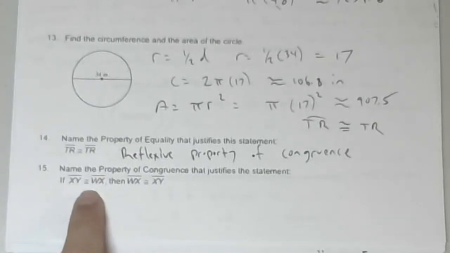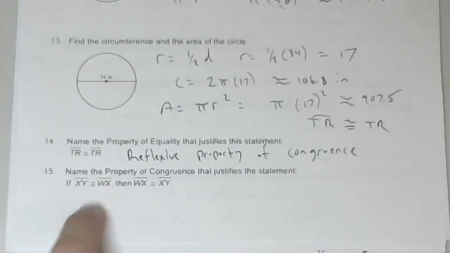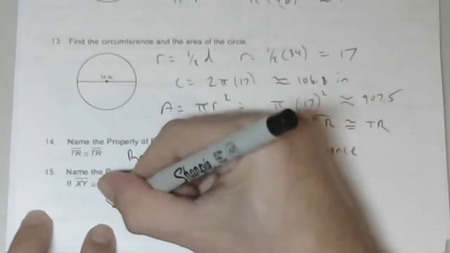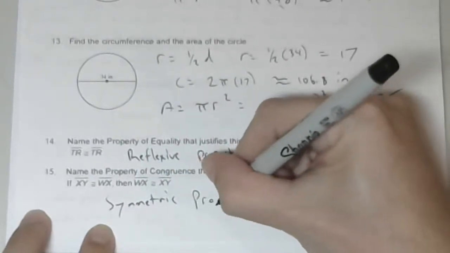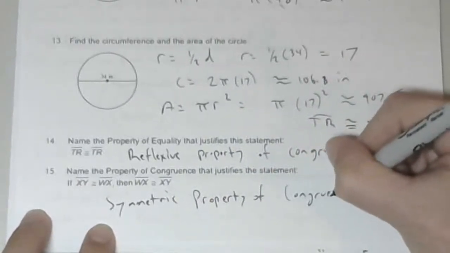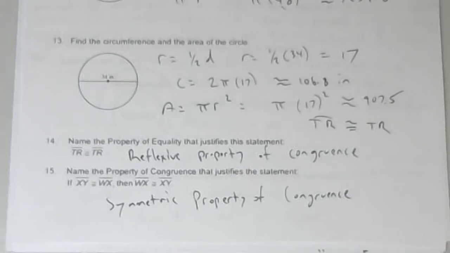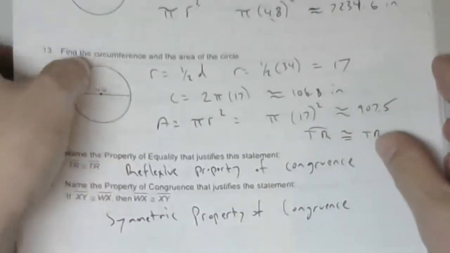If XY is congruent to WX, then WX is congruent to XY. Well, you've just switched what's on the different sides of the congruence there. So that's symmetric, S Y M M E T R I C, and that's also a property of congruence. Sometimes you'll see these as equality, but in geometry, you'll also see them for congruence.